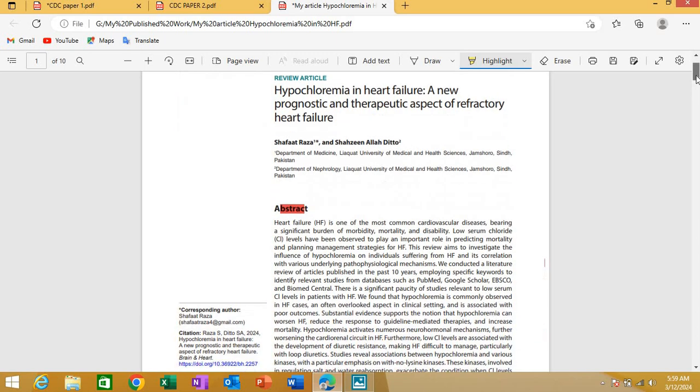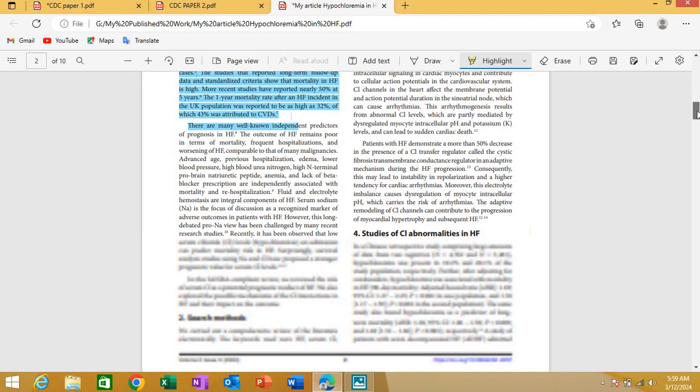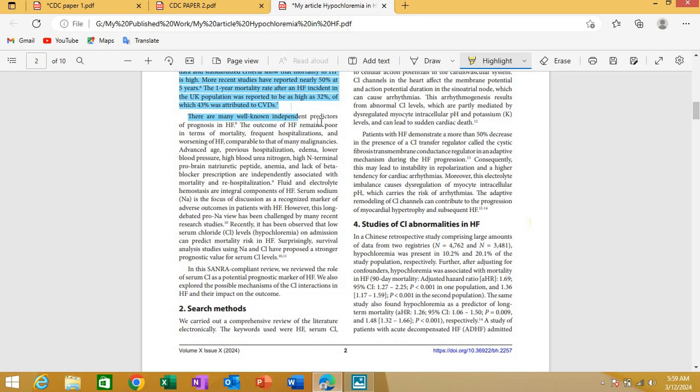So I'm talking about this prognostic marker, hypochloremia. In the third paragraph, I'm talking about the predictors, that there are many predictors. Outcome, however, remains poor despite these known factors regarding hospitalization and mortality. They are still too high. I'm talking about different factors, like advancing age, a previous hospitalization, edema, BNP, use of beta blockers, and so on.